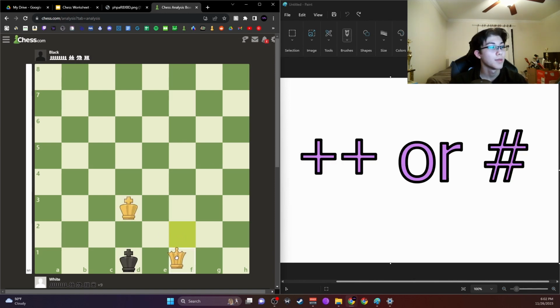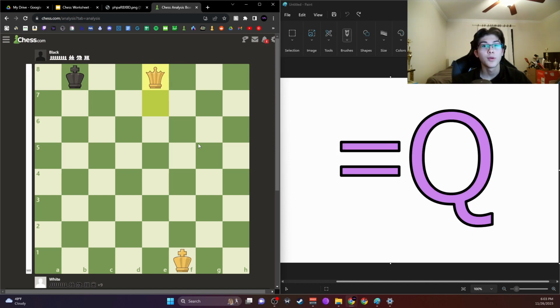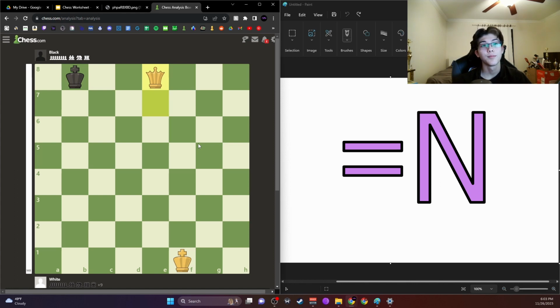When we give checkmate, we either use two plus signs or a hashtag, with the hashtag being the more popular option. When we promote a pawn, we use the equal sign, followed by the letter of the piece we are promoting into. Usually, we promote into a queen, since the queen is the best piece, so it'll be equals Q. But if you promote into a knight, for example, you'd write equals N instead.